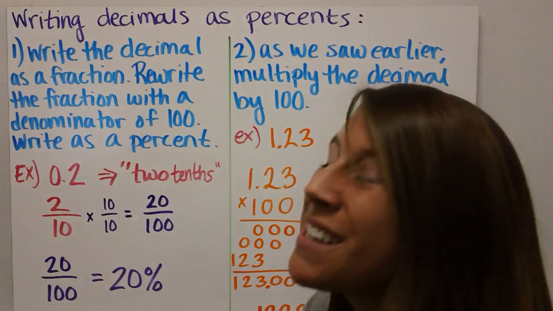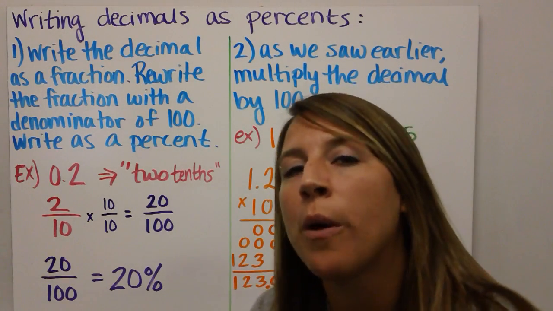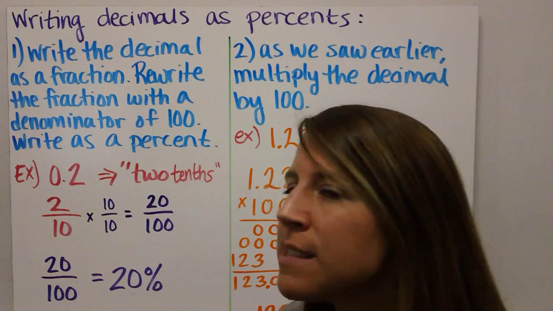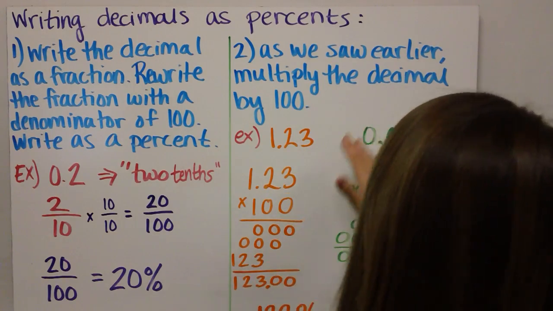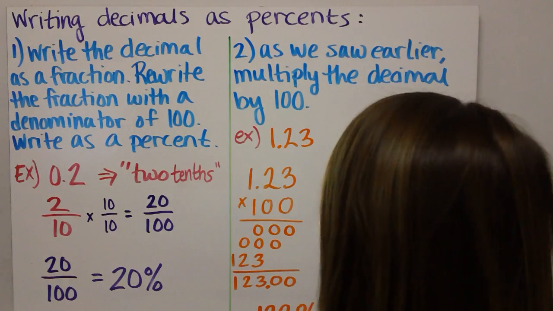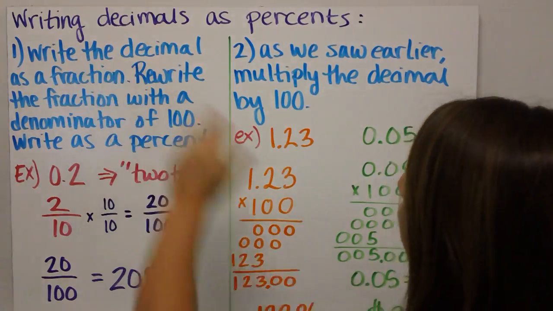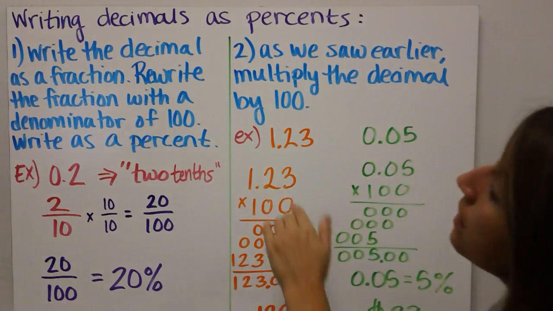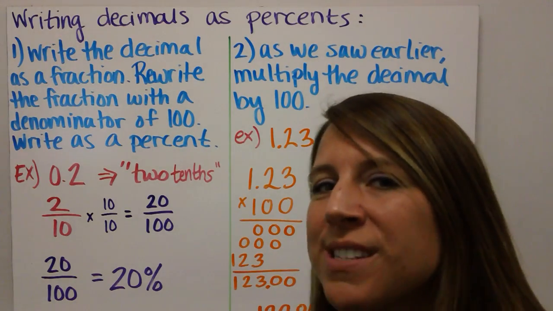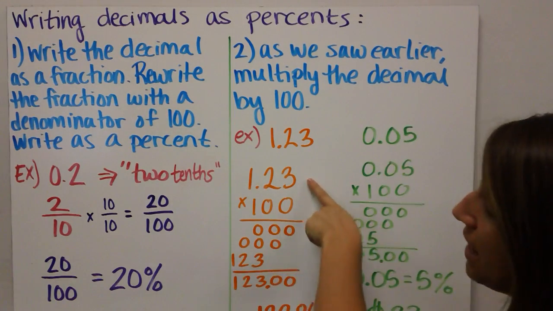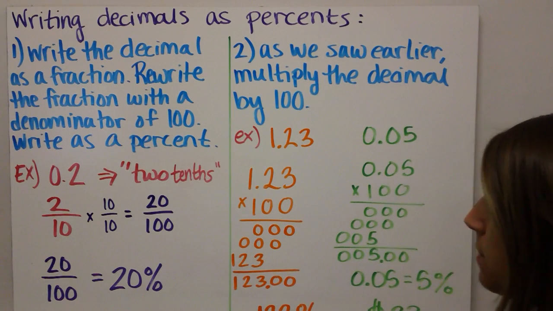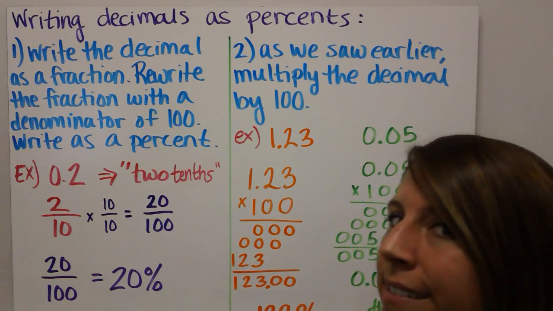Writing decimals as percents now, so this is going in the opposite direction. If to write a percent as a decimal we divided by 100, then we can multiply by 100, just the opposite here, to get to a percent from a decimal. So I'm going to do this one first. If I have 1 23 hundredths and I want to know what that is as a percent, I can just multiply by 100. Here I've done the math the long way, and I get 123, so that's 123%.